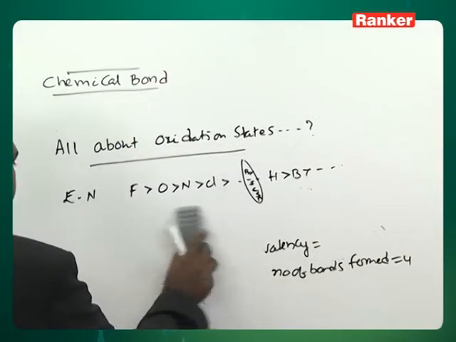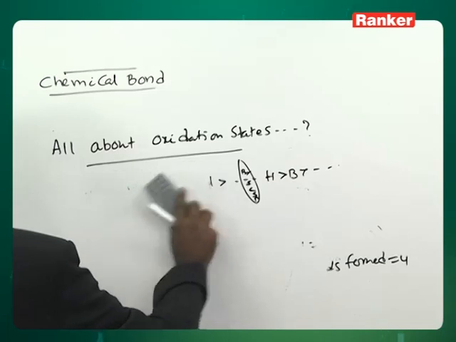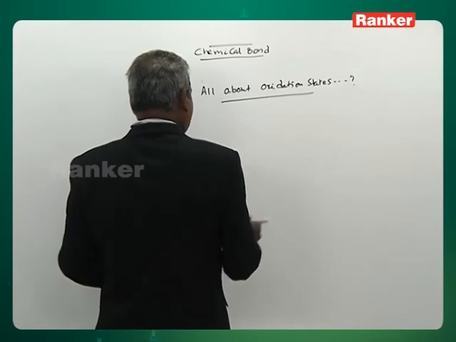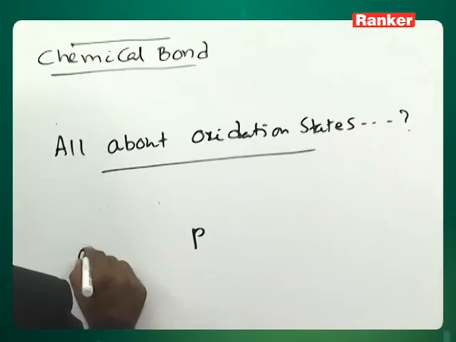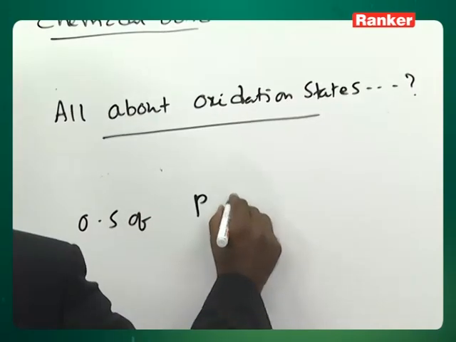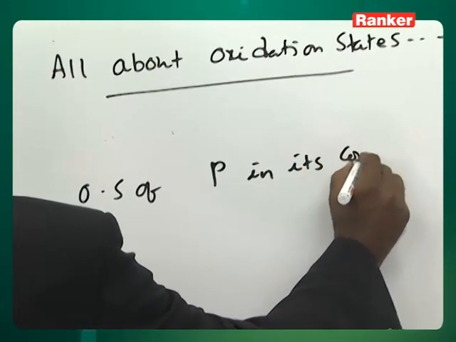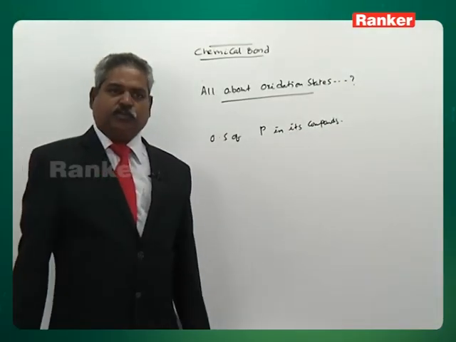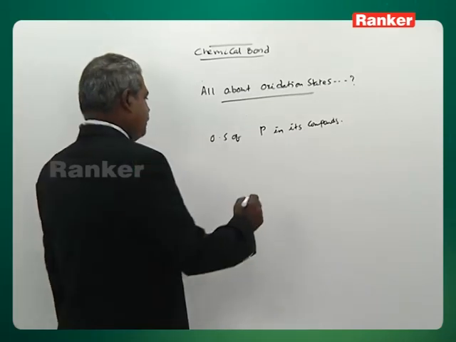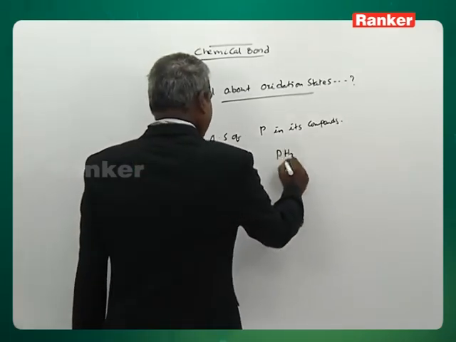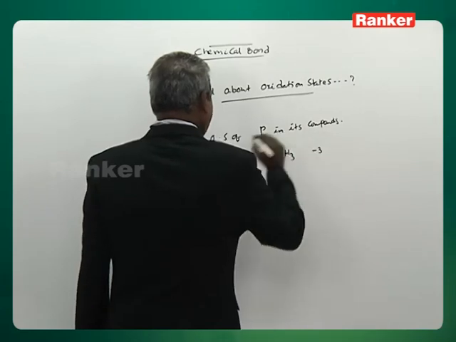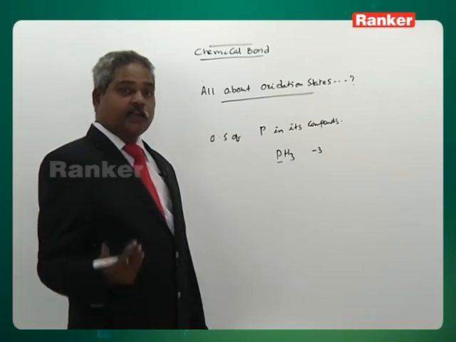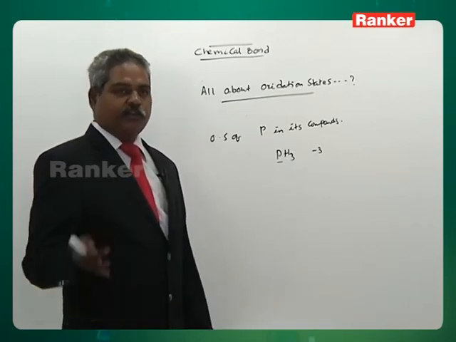So it's very difficult to write down the structure every time and calculate. Therefore, we need to have a procedure. So what is the oxidation state of phosphorus in its compounds? In its compounds, we can't say. Why? Because phosphorus forms several compounds. In PH3, it is minus 3. The oxidation state of phosphorus is minus 3, because phosphorus is forming 3 bonds with 3 hydrogens, which are less electronegative than phosphorus.